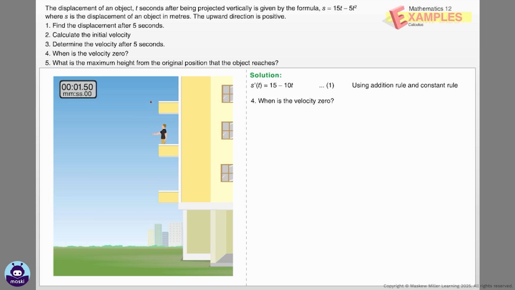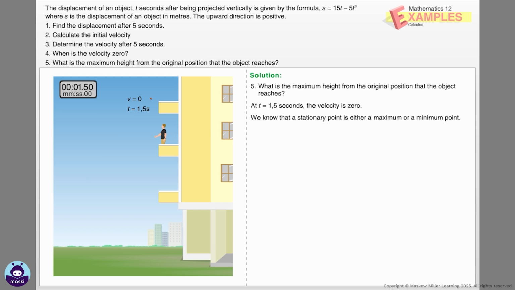To find the time when the velocity reaches 0, we equate v equals 0. s'(t) equals 15 minus 10t equals 0. Rearranging the terms and solving for t, we get t equals 1.5 seconds. At t equals 1.5 seconds, the velocity is 0.